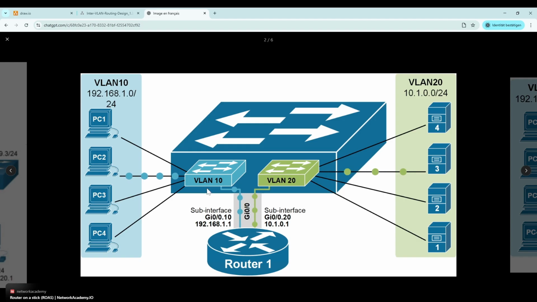In the next video, we will create what is called router on a stick. And after that, we will configure the routing on a layer 3 device. I hope I still have time today to record that video, because now it is quarter to 10 in Germany, 28 October. But I promise I will try to record those videos and put them online for you to simulate and learn.